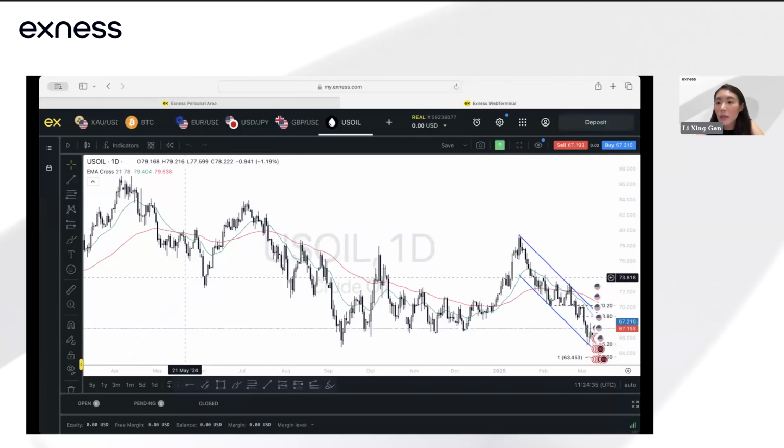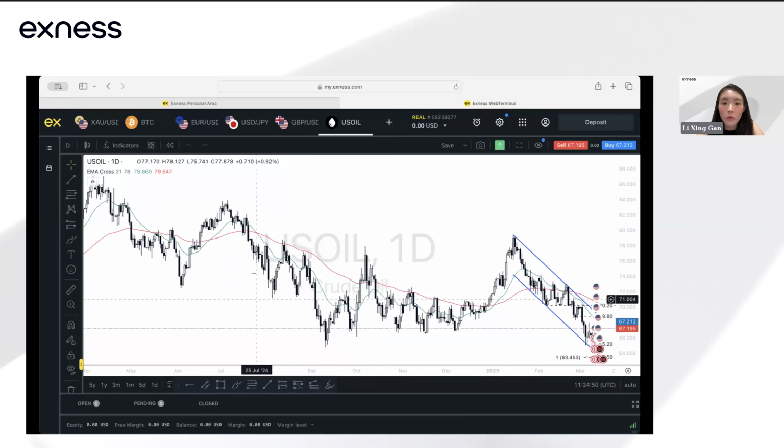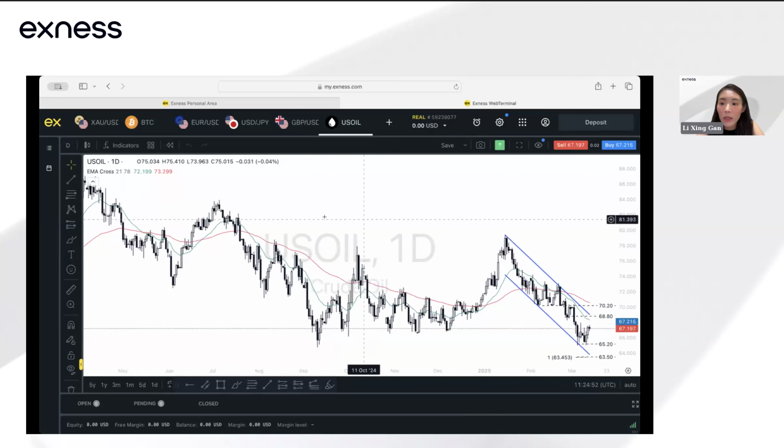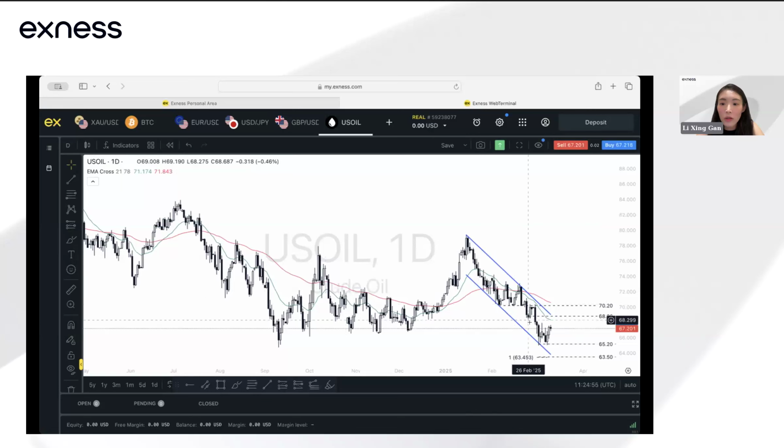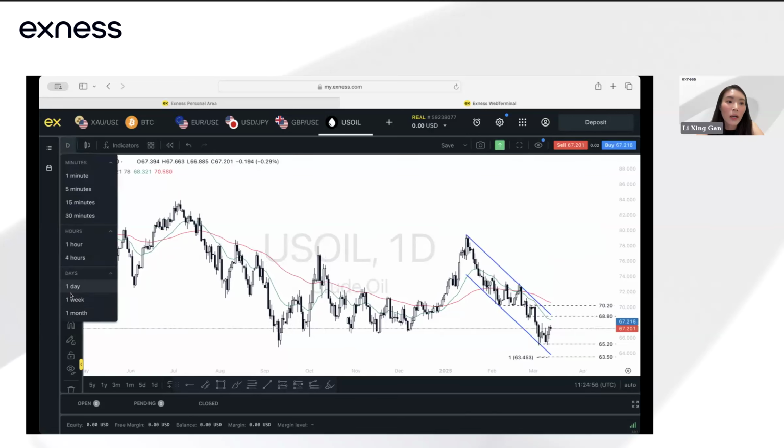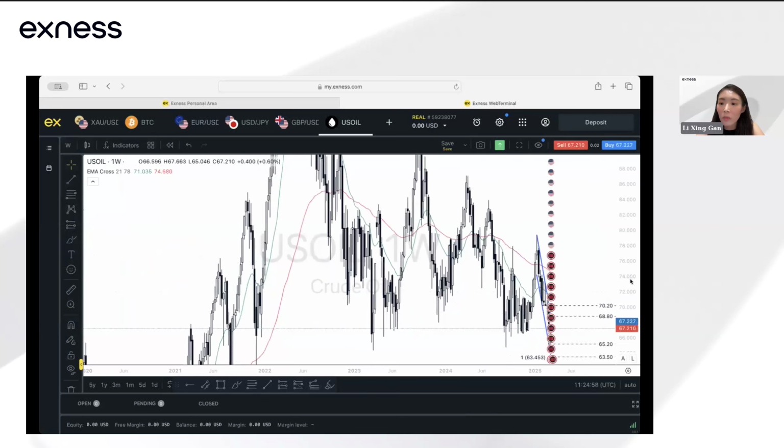Okay, so I hope that you guys can see the Exynos web terminal. We will take a look at US oil, since it's the fundamentals that we have covered for today. Following that, if you guys have any other chart requests, please feel free to put them in the questions chat. Like what Inky has mentioned, you can see US oil on a higher time frame first. Let's take a look at it on the weekly.